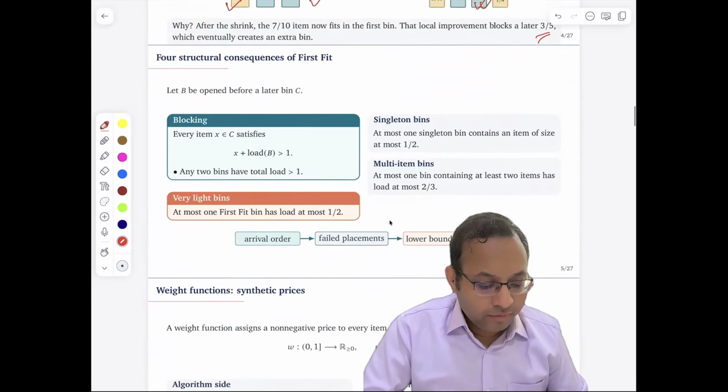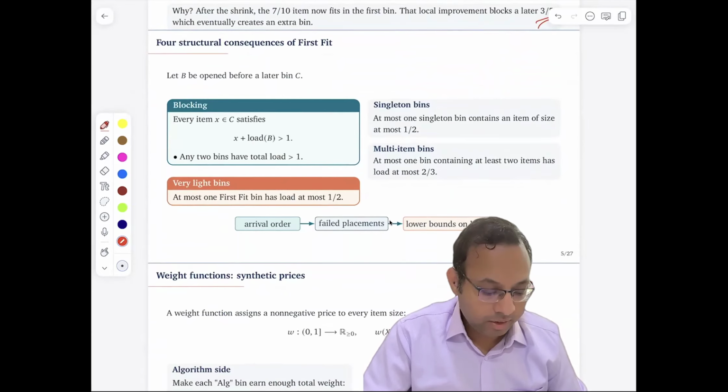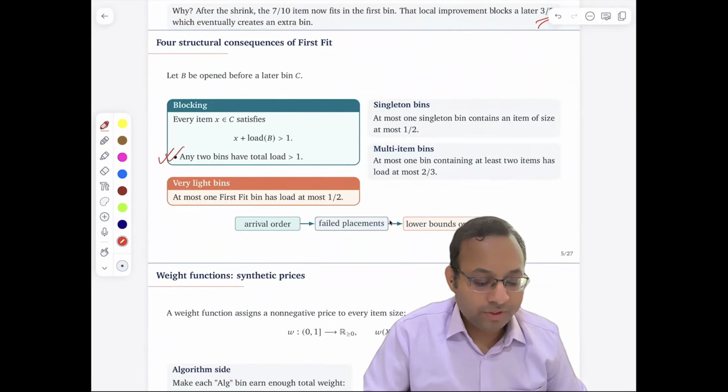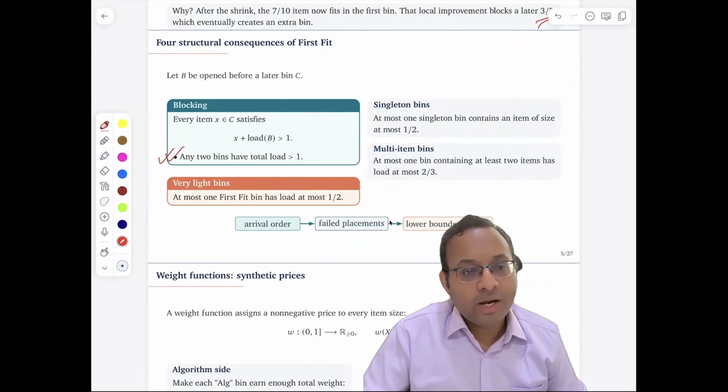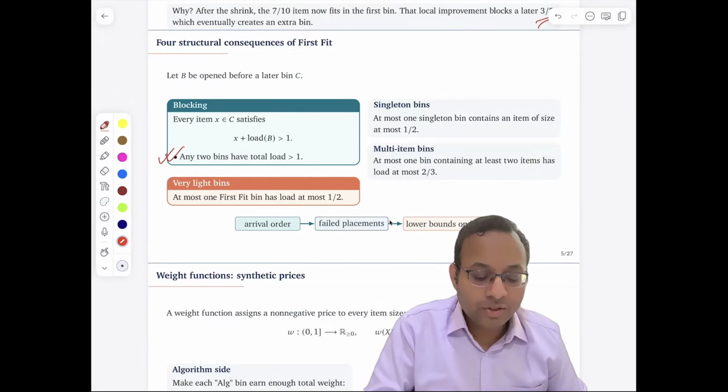Now we'll see 4 structural consequences of first fit, and these properties will be useful in the analysis. So the first property is the blocking property, which I already mentioned earlier: for any item X which comes in a later bin C, as we are not able to place X in an earlier bin B, X plus the total load of bin B is more than 1. And that will lead to these other 3 properties.